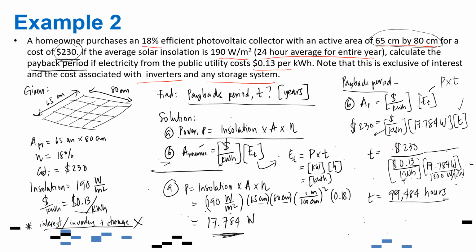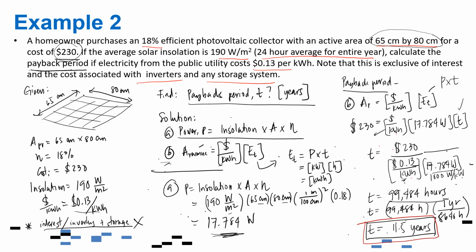All right, so we have it in terms of hours. Now we can convert those hours into years. How many hours in 1 year? We can say 99,484 hours divided by 8,640 hours per year. So the answer would be 11.5 years. Right, so this is now the answer for this problem. The payback period is 11.5 years.